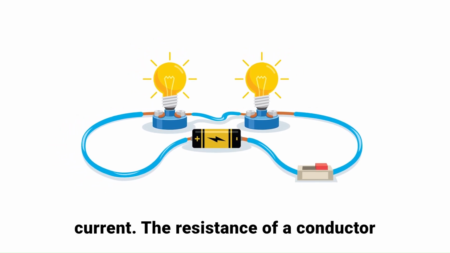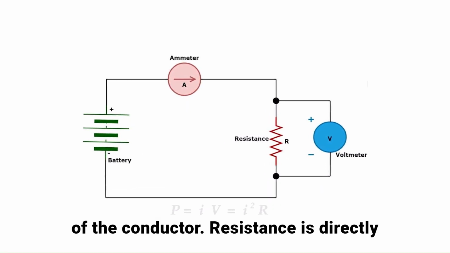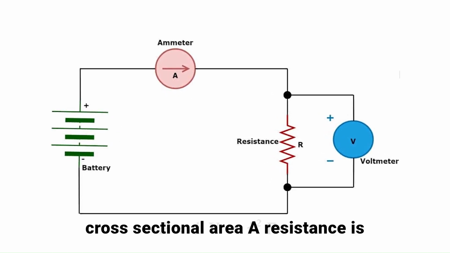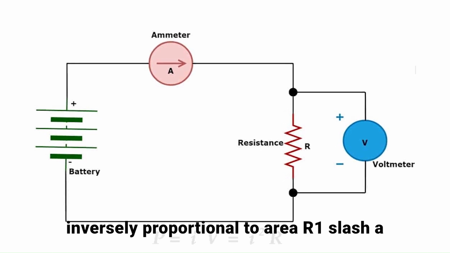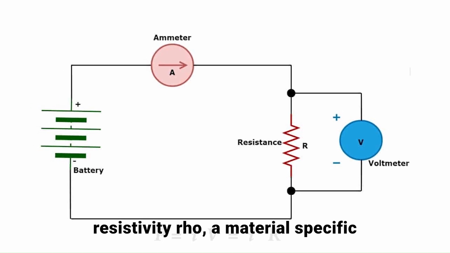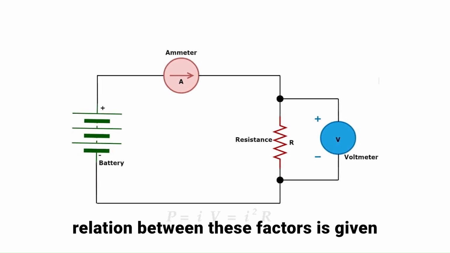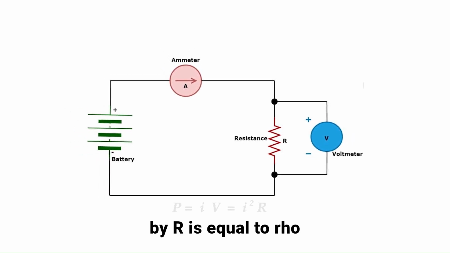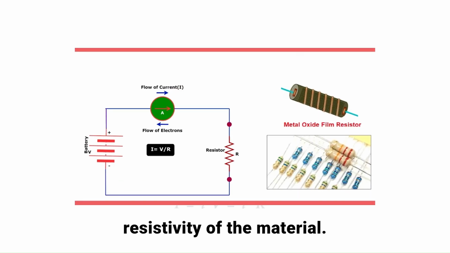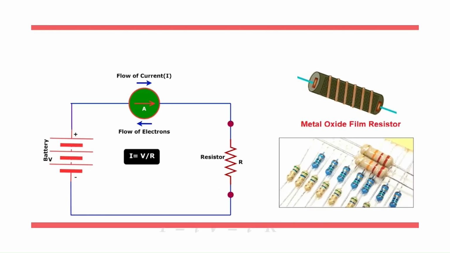The resistance of a conductor depends on the length, L, of the conductor. Resistance is directly proportional to length, R ∝ L. Cross-sectional area, A: resistance is inversely proportional to area, R ∝ 1/A. Resistivity, ρ, a material-specific property that affects resistance. The relation between these factors is given by R is equal to ρL/A, where ρ is the resistivity of the material. Different materials have different resistivity values.